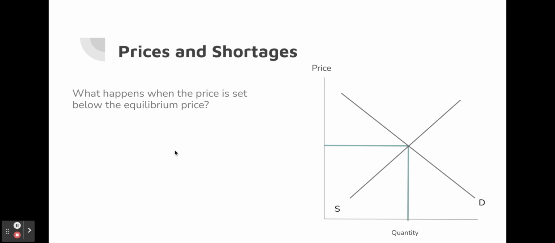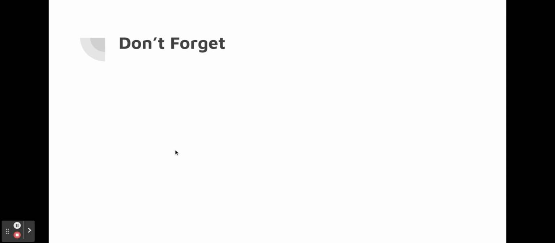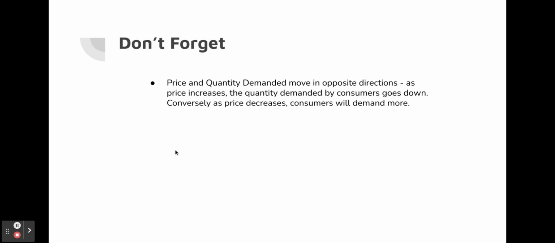When we decrease the price, shown by this purple line, it once again intersects the supply and demand curves in different places. Since at that lower price, the quantity suppliers are willing to provide is less than the quantity demanded by consumers, we have a shortage of goods equal to the difference between the 2 points. In both cases, when faced with a shortage or surplus, prices will eventually be forced to fall or rise back into equilibrium.